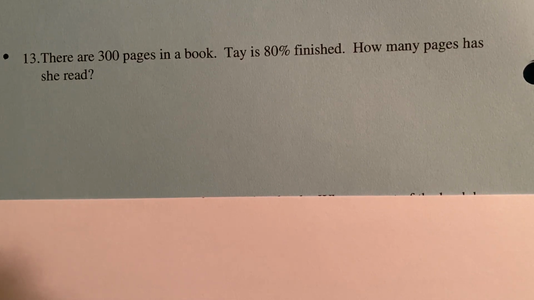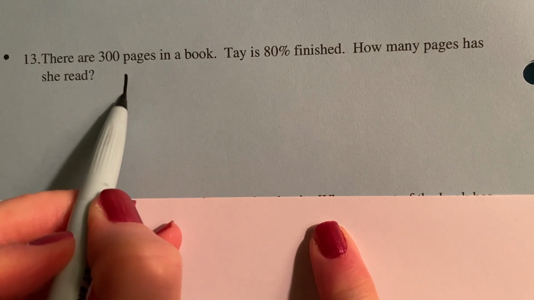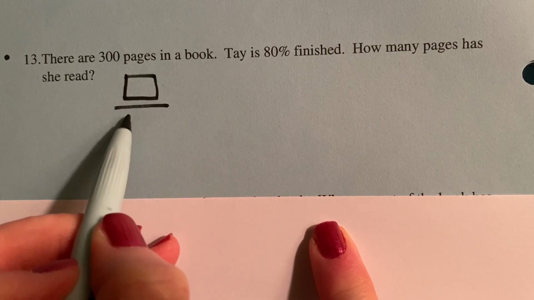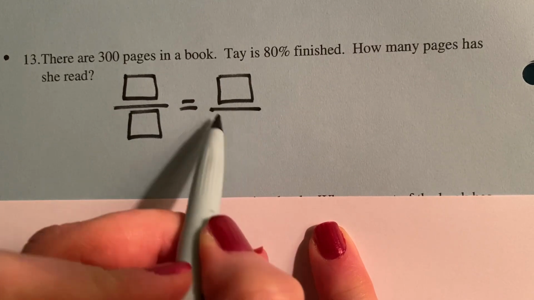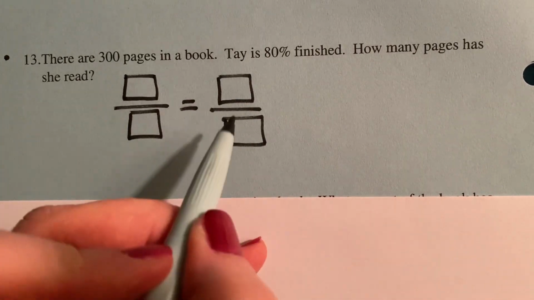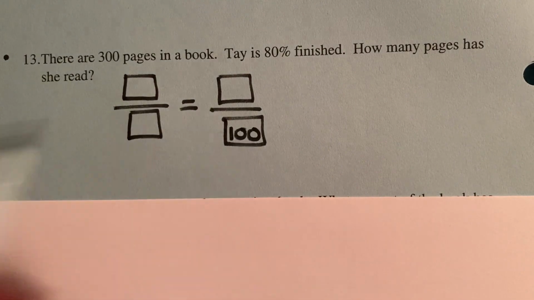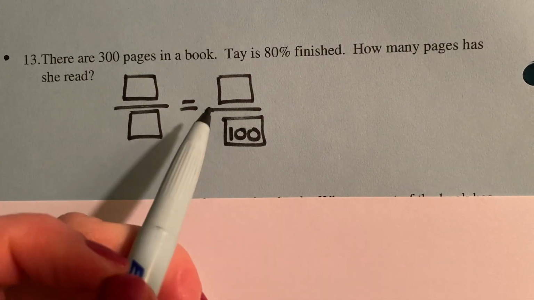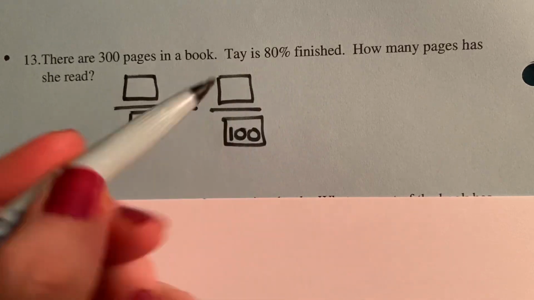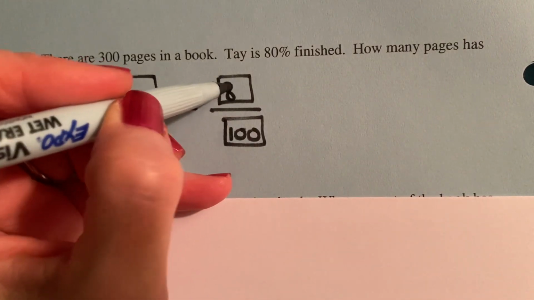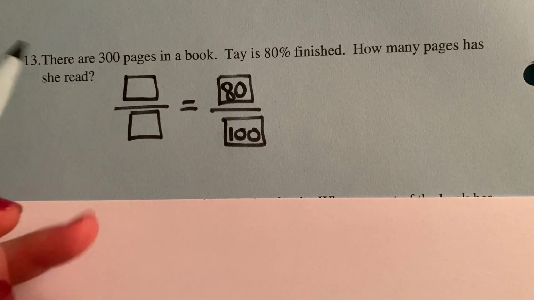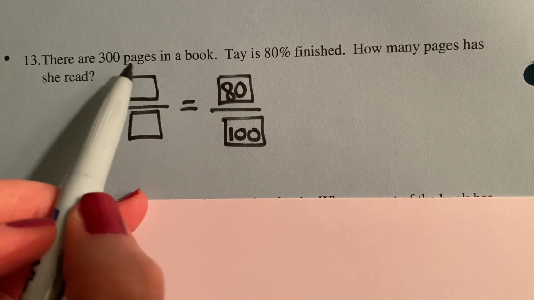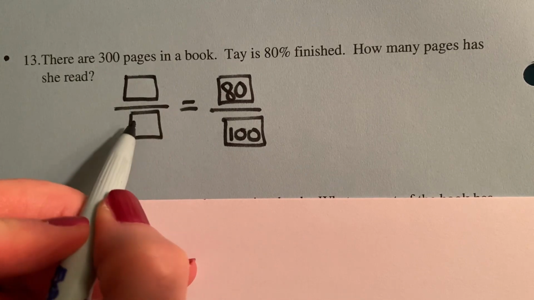Okay, you see that percentage, so immediately you're drawing those boxes. Here we go. 1, 2, 3, 4. 100 always down. Do we have the percentage? I think we do. Tay is 80% finished. Now, do we have the part or the whole? There are 300 pages in a book. Well, that's definitely the whole.